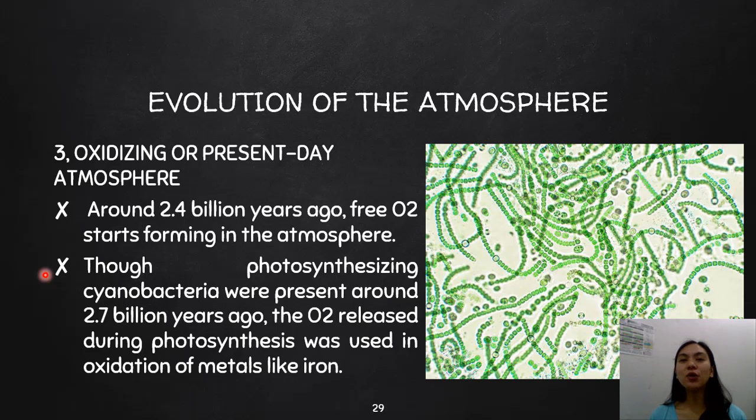Pero paano kaya? Paano kaya na-form itong oxygen na to? So it says here, though photosynthesizing cyanobacteria were present around 2.7 billion years ago, the oxygen released during photosynthesis was used to oxidize metals like your iron. So, meron naman ng oxygen dati, because of your cyanobacteria. Although during that time, the O2 was only used for oxidation of your metals. Hindi pa siya ginagamit for respiration.